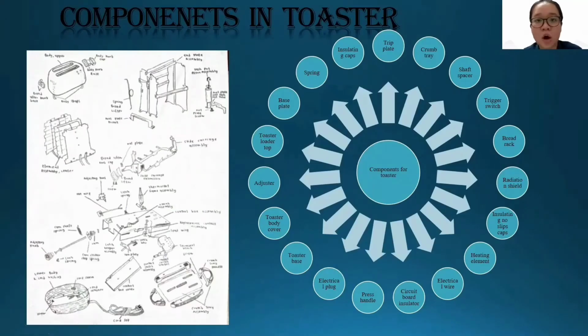Now I would like to continue my presentation about the result and discussion of this product. Actually, there are several components involved in the toaster. The components involved in the toaster are chip plate, insulating caps, spring, base plate, toaster roller top, adjuster, toaster body cover, toaster base, electrical plug, press handle, circuit board insulator, electrical wire, heating element, insulating no-slip caps, radiation shield, bread rack, trigger switch, shaft spacer, and also clamp tray.